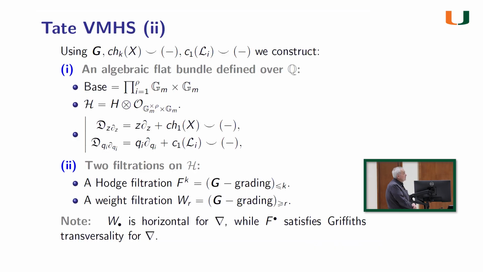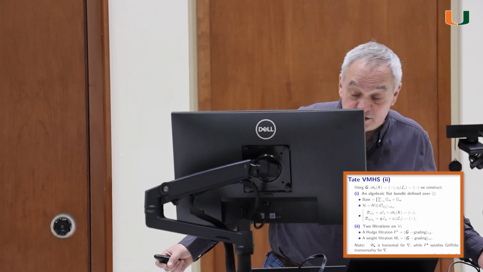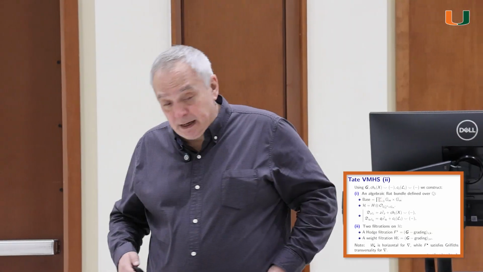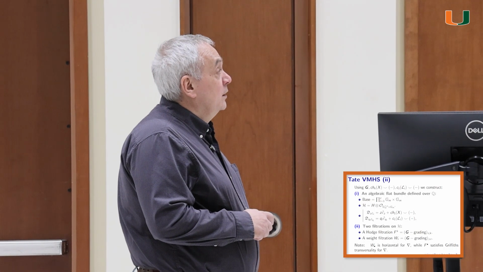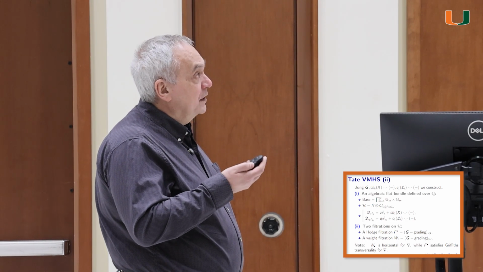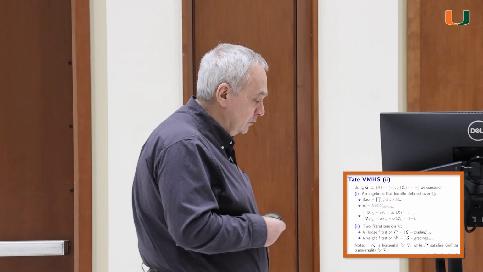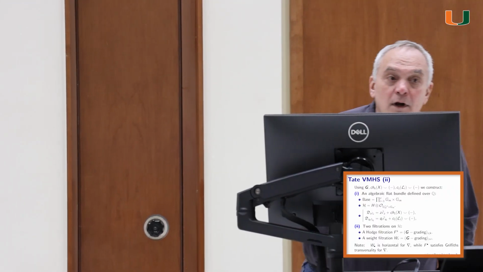And this thing has two filtrations. It has a Hodge filtration, which is given by the G grading being less than or equal to K, and has a weight filtration, which is given by the G grading being greater than or equal to R. And the weight filtration is horizontal with respect to nabla, and the Hodge filtration satisfies Griffiths transversality. And notice that by accident of the construction, some miracle happened here. The weight and the Hodge filtration by themselves are opposed here. You don't need a complex conjugate of the Hodge filtration.